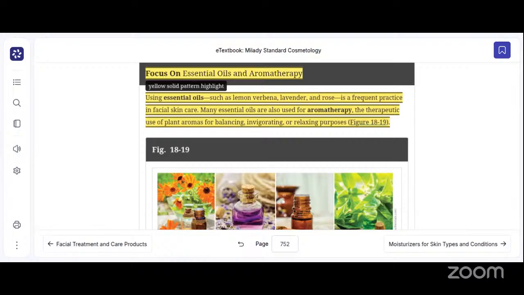Then you have rose essential oil. All of it is good for toning and it tightens the skin. So rose added to any of your facial products is going to be amazing.